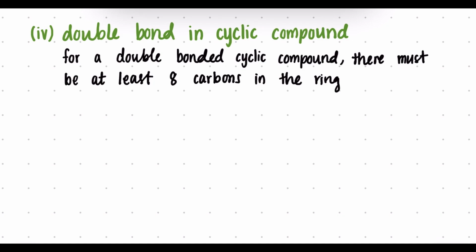So our next case in the geometrical isomerism cases is the double bond in cyclic compound case. So for a double bonded cyclic compound, there must be at least 8 carbons in the ring for it to show geometrical isomerism. So let's take an example. I'm first going to draw a cyclohexane with a single double bond, like this. And these are hydrogens. I'm just going to draw that for our clarity.